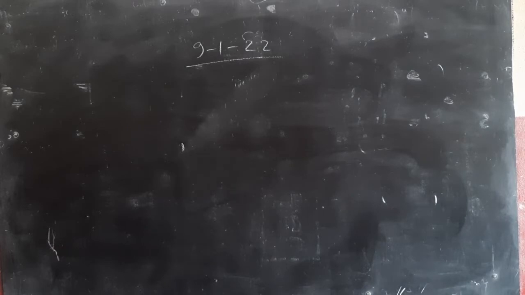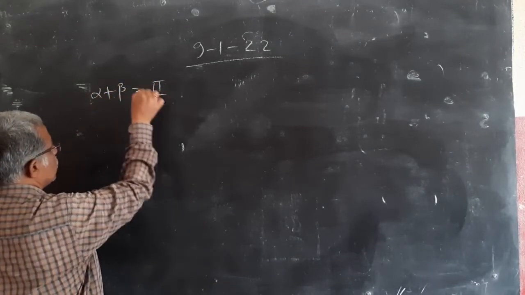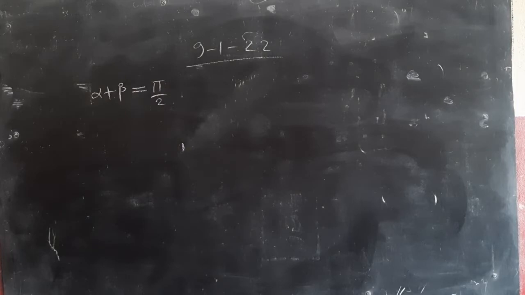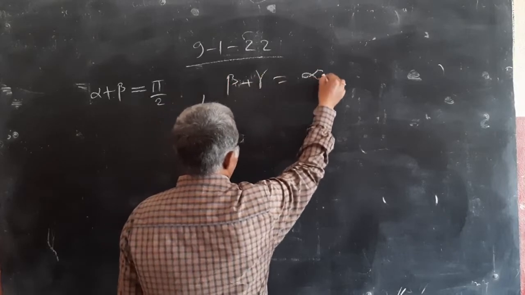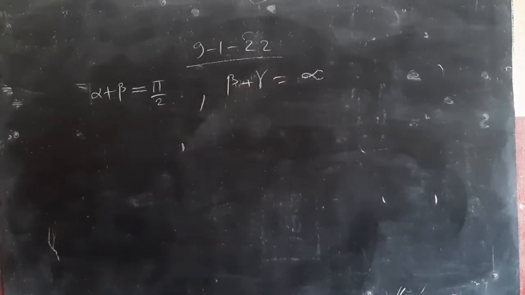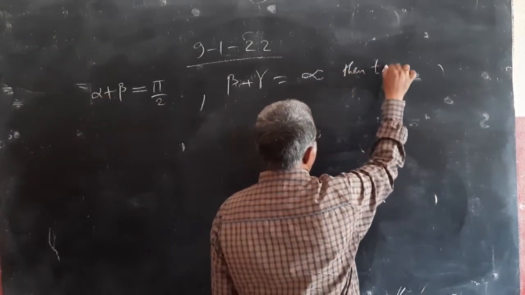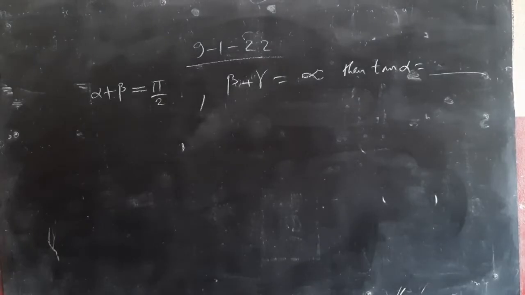If alpha plus beta equals pi by 2, and beta plus gamma equals alpha, then tan alpha equals dash. It is giving alpha plus beta equal to pi by 2, beta plus gamma equal to alpha, then tan alpha equals how much, it is asking.